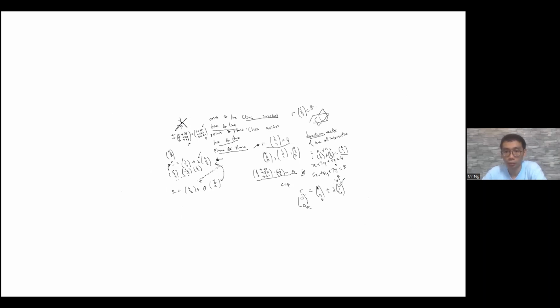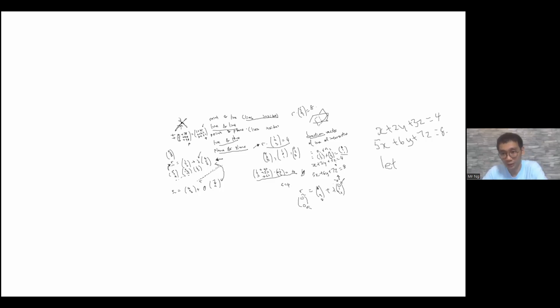Now I want to talk about using the Cartesian method. So let's say the Cartesian method. In this case, usually they will say let something equal lambda.